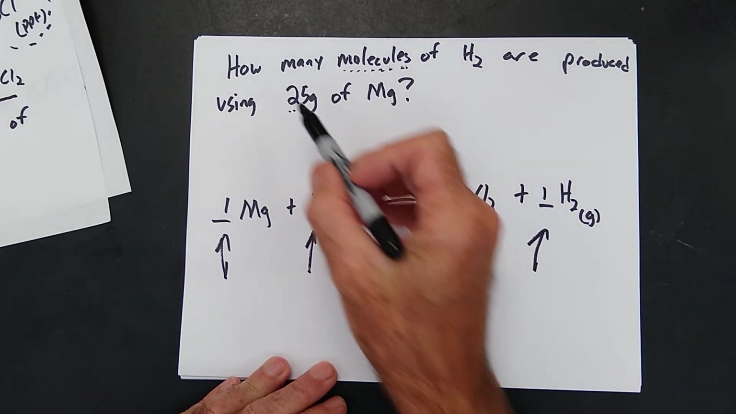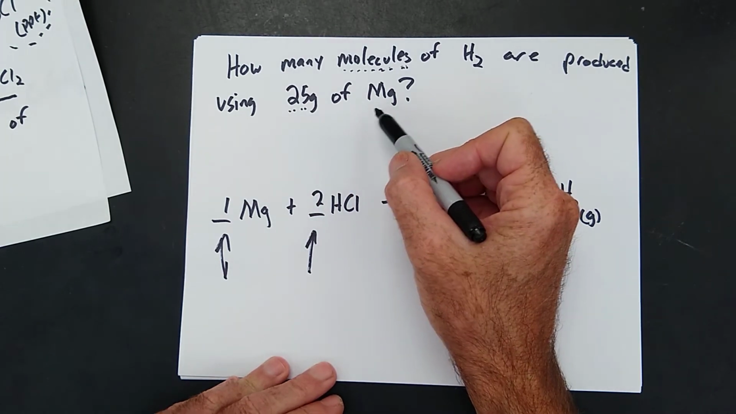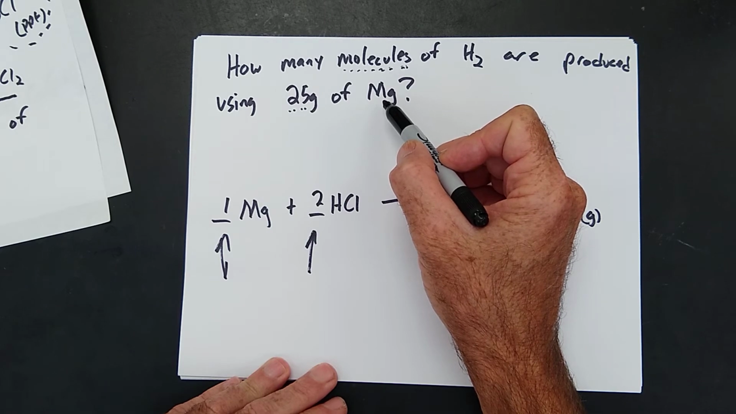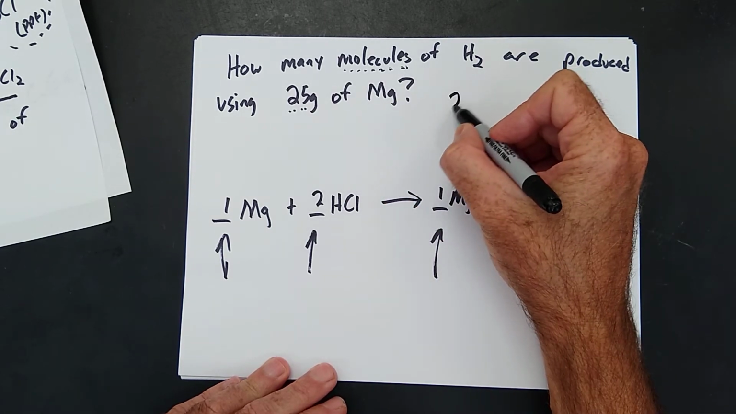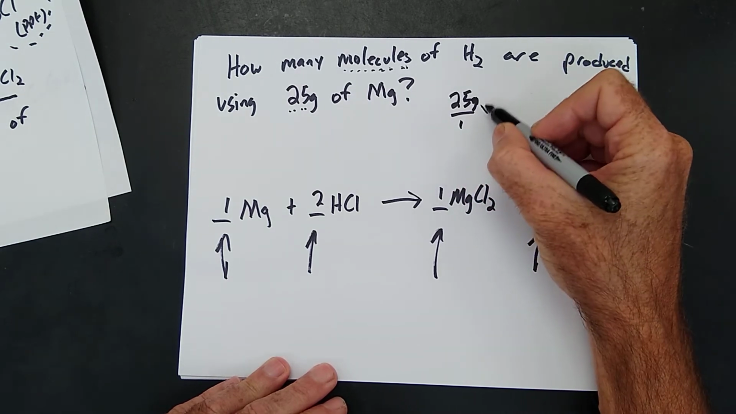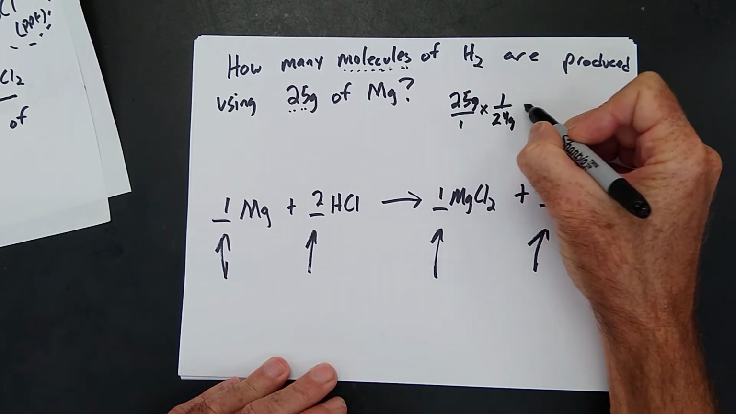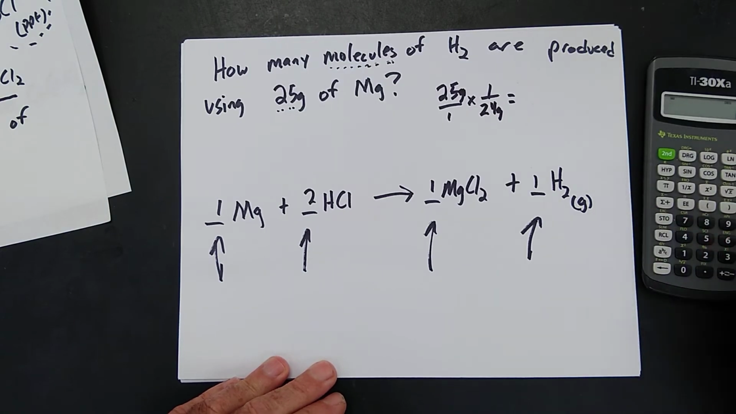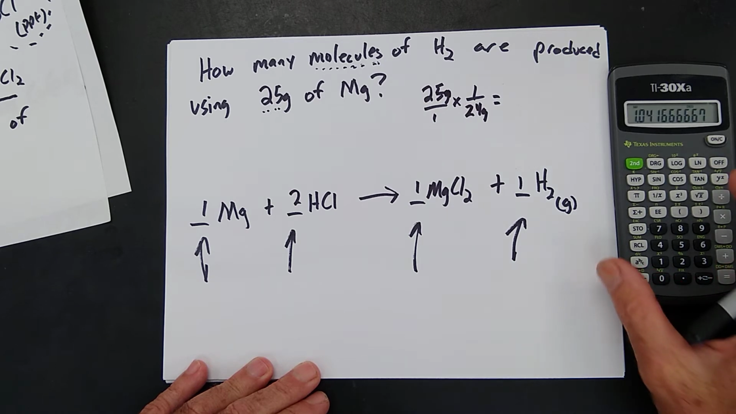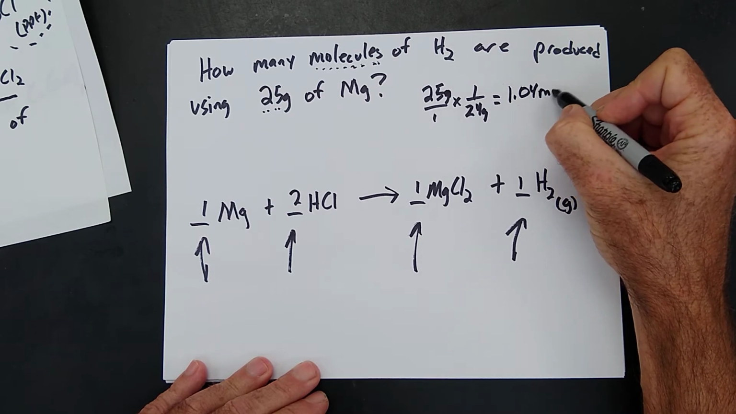So the first thing, how many molecules of H2 are produced using 25 grams of magnesium? So we have to convert 25 grams of magnesium to moles. That's the first thing we have to do. So I'm going to say 25 grams over 1 times 1 over, how much does magnesium weigh per mole? 24 grams. So that's going to give us 25 divided by 24, 1.04 moles. So we have 1.04 moles.